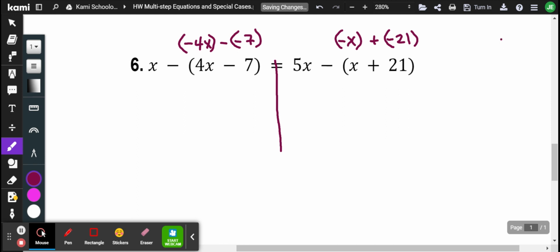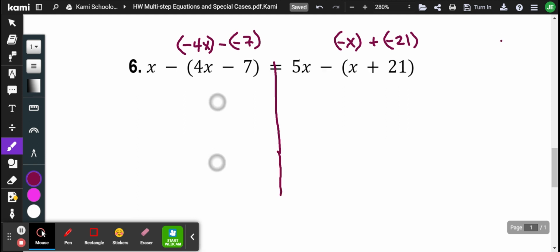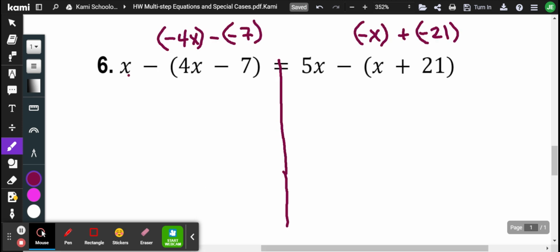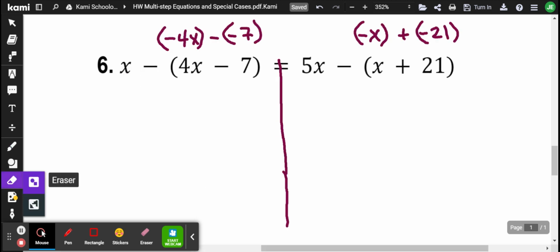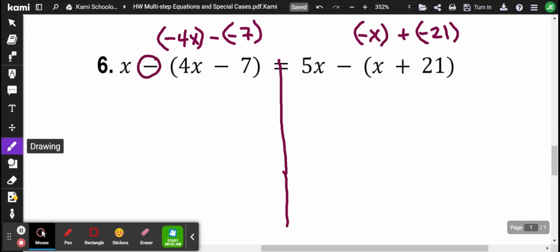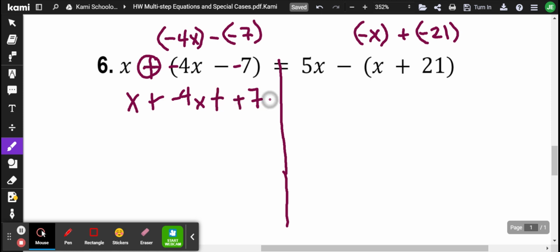All right, and for number 6, in order to distribute this subtraction or the negative, we're going to change this to a positive, make this one negative, and make this one negative. So we distribute that negative or the subtraction of everything inside the group. So now we have x plus negative 4x minus a negative 7. So subtracting a negative is the same as adding a positive from our integer rules.